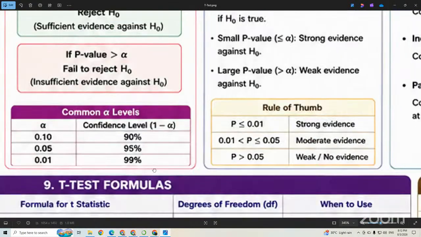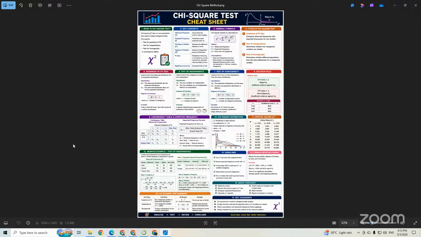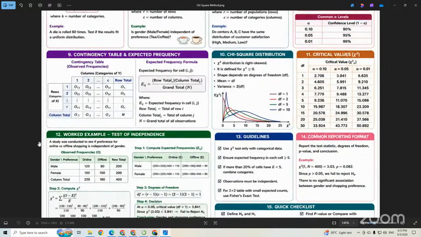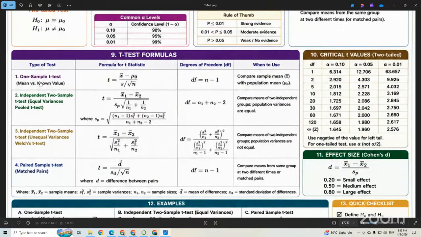Other things you can easily go through. The test formulas are given here. The formulas that exist for the t-test: one sample t-test, when you compare mean versus a known value. Independent two sample, when we have equal variance, the pooled t-test. And the third one, independent two sample t-test with unequal variance. Here is equal variance and here is unequal variance. All these are the types of t-test. And the paired sample t-test, for matched pairs.